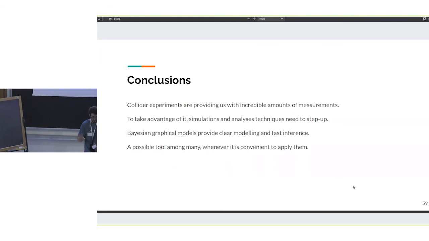So in conclusion, collider experiments right now are providing us with an incredible and increasing amount of measurements, and we need to take advantage of it, and we need to step up the simulation and analysis techniques. And for me, at least, Bayesian modeling, Bayesian graphical models can provide clear modeling and fast inference and deserve to be at least one possible tool, a first tool to try to incorporate when it is convenient. And that's what I wanted to talk about today.